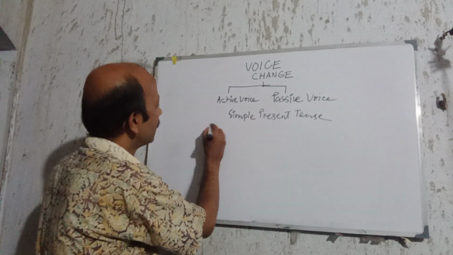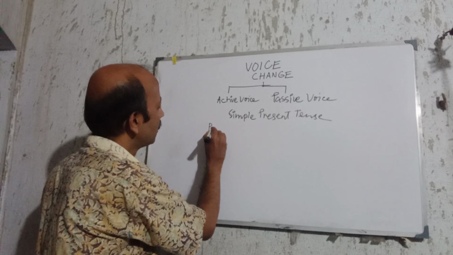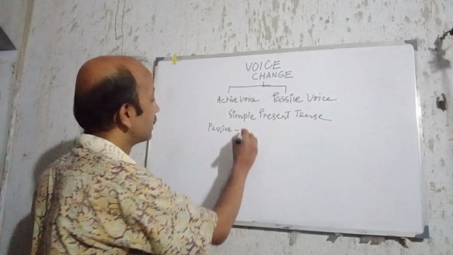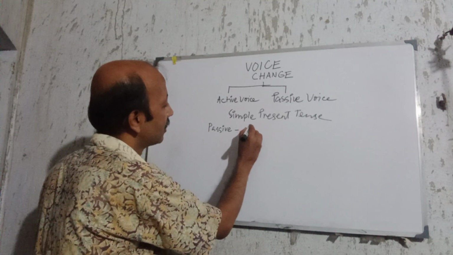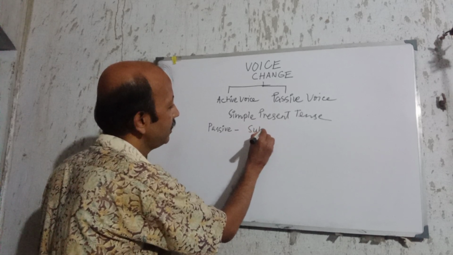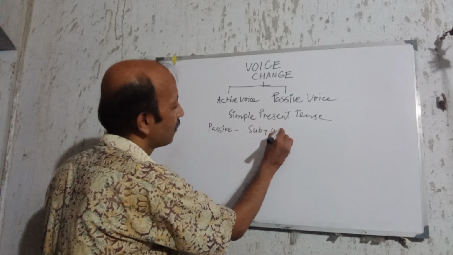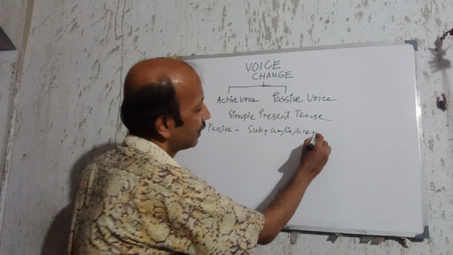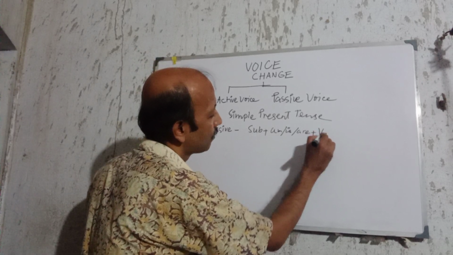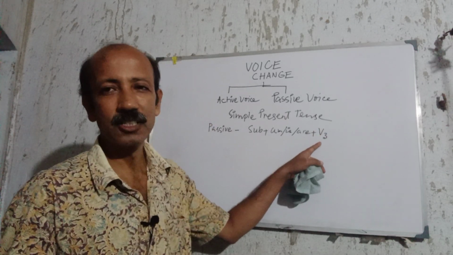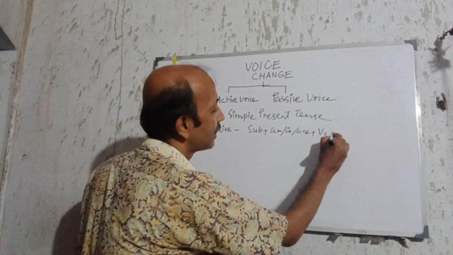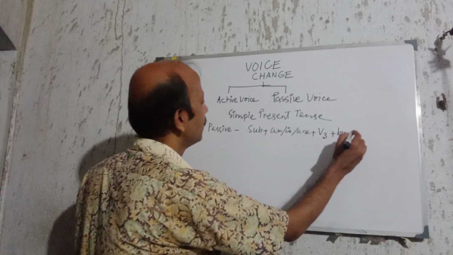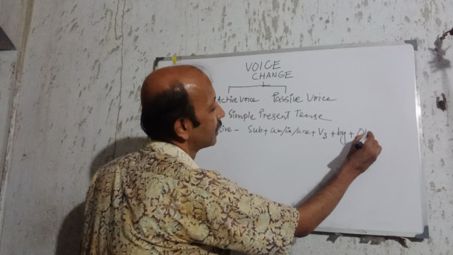Look at it. How to make passive voice? This is the construction of the sentence. First of all, subject. Next, am, is, are. Then the verb in the past participle form, which I am denoting here as V3. After that, we have to write by, and then we have to place the object.